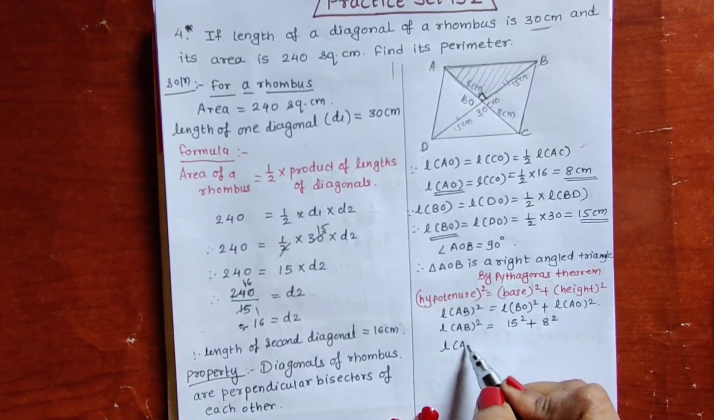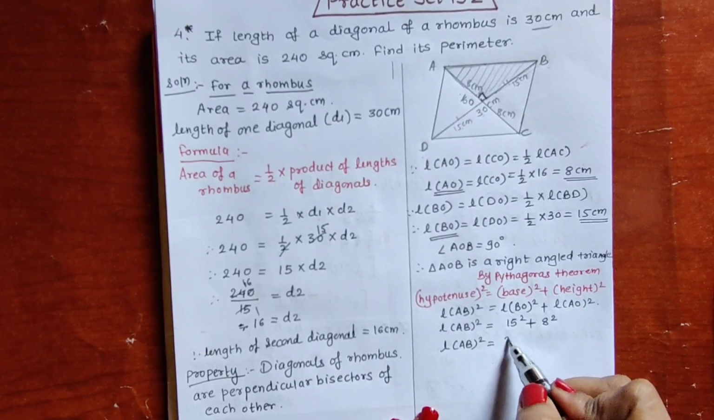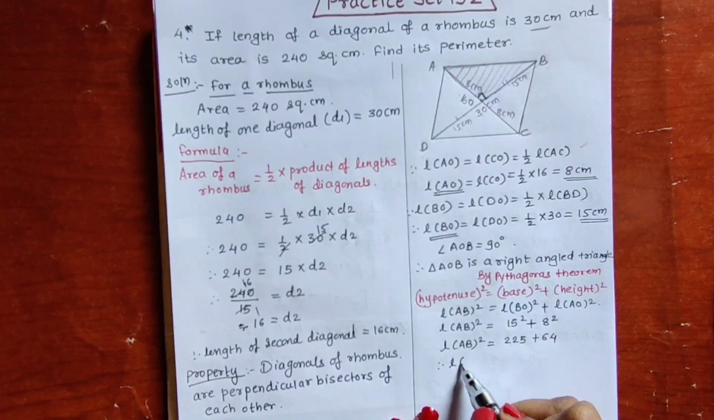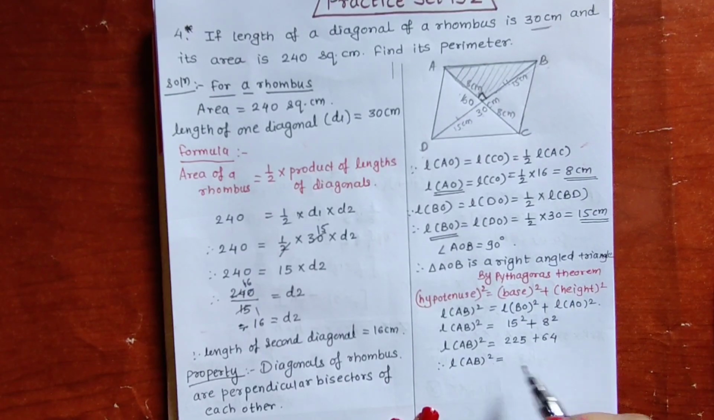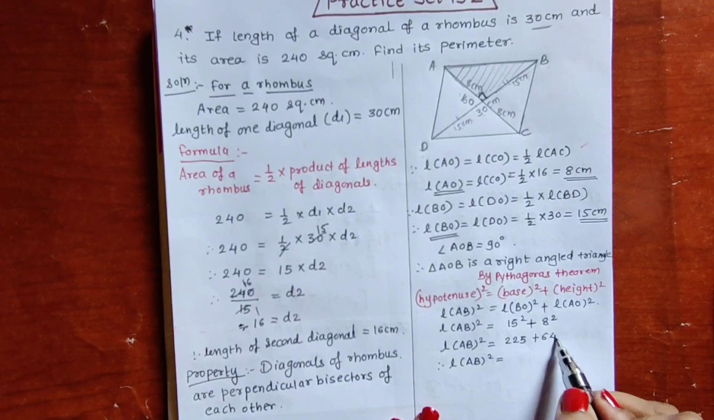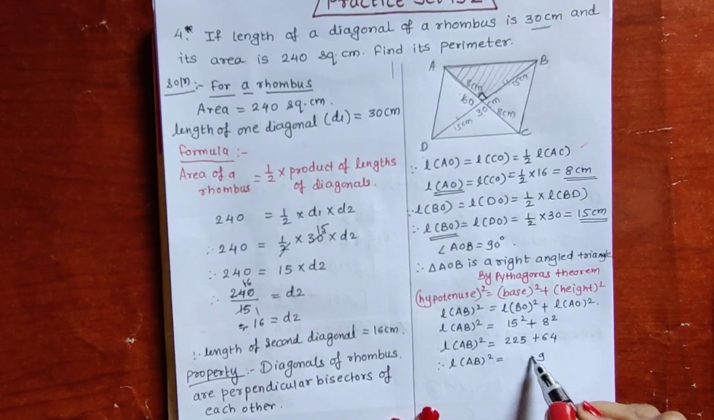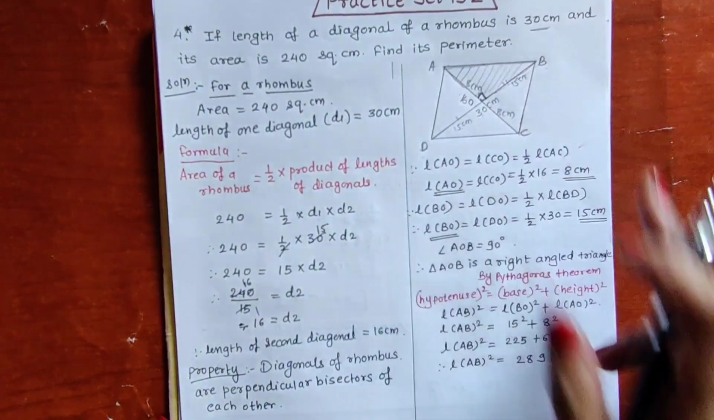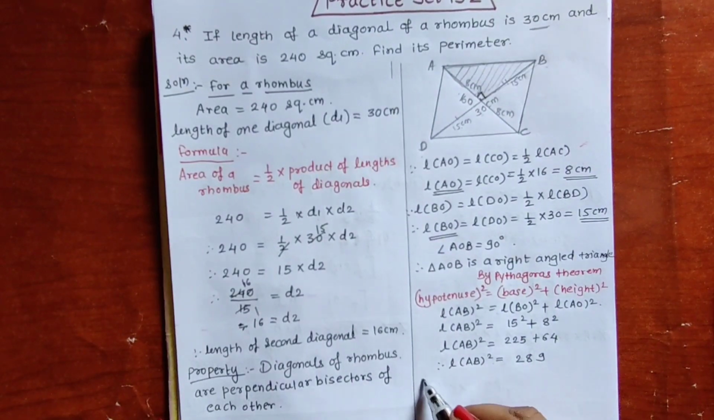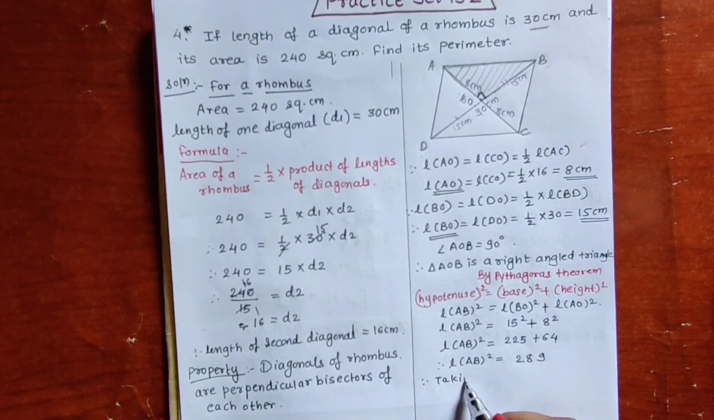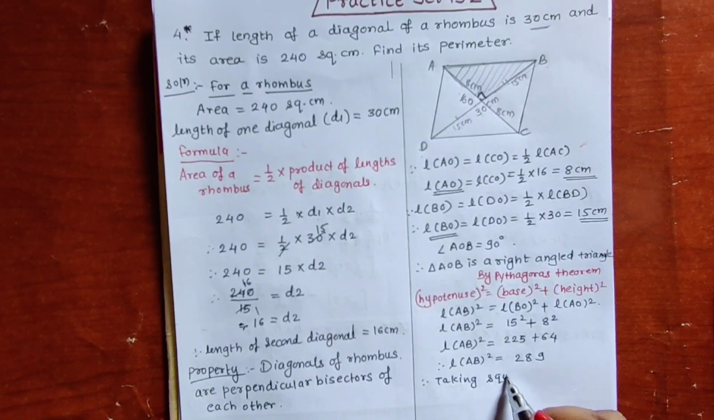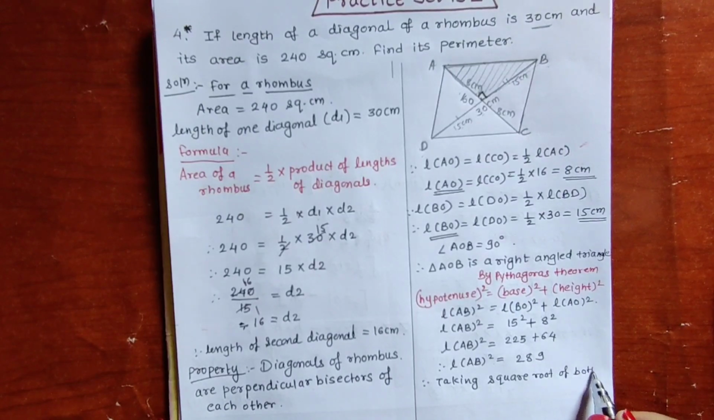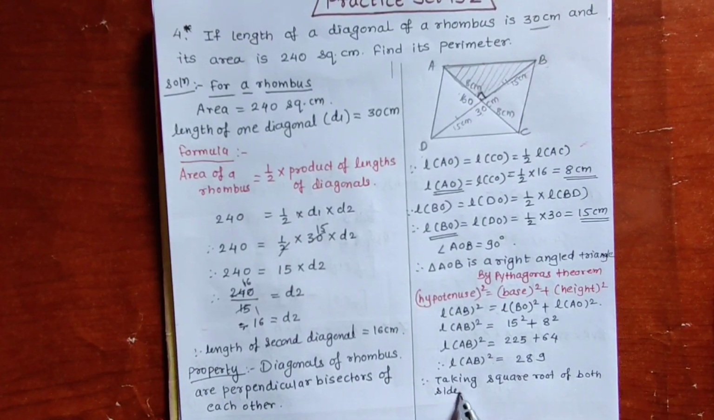So length AB square is equal to 15 square is 225, 8 square is 64, and therefore length AB square is equal to 225 plus 64: 5 plus 4 is 9, 8 and 2 is 289. We have got the square of AB. We only require AB. Therefore, we should write taking the square root of both the sides. So take the square root of both sides.